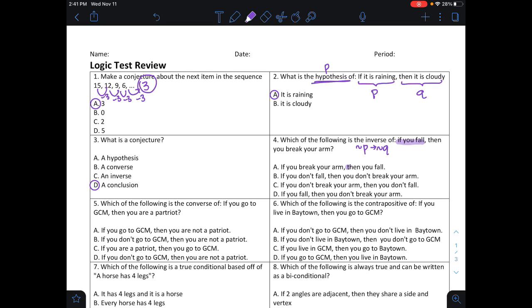So A is wrong because the fall part is at the end. B looks right, if you don't fall. C, if you don't break your arm, came first. The fall part goes second, so it's not C. And then D starts with if you fall. So these two are both automatically incorrect because it's supposed to start with not P. D is incorrect because it doesn't say not. So B is the correct answer.